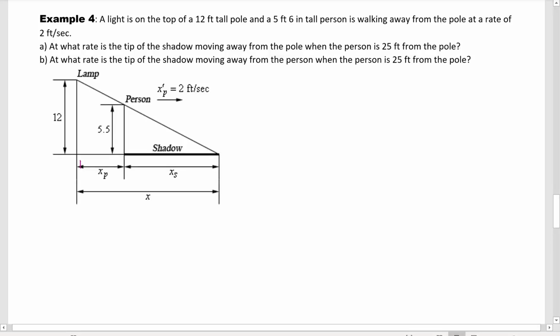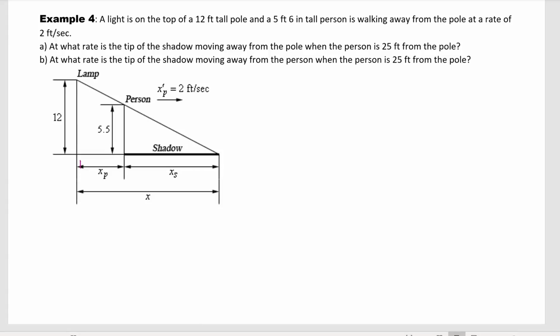Hi everyone, let's continue. So example 4. A light is on the top of a 12 feet tall pole and a 5 feet 6 inch tall person is walking away from the pole at a rate of 2 feet per second. Part A. At what rate is the tip of the shadow moving away from the pole when the person is 25 feet from the pole?